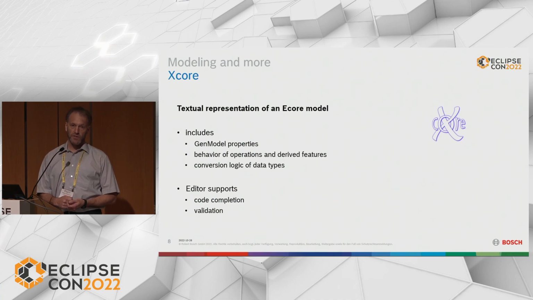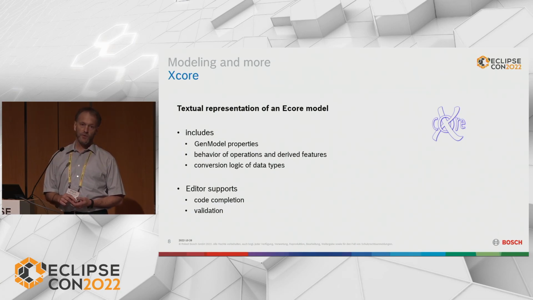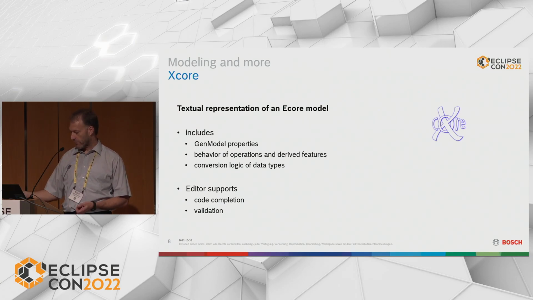And you have one source for Ecore model definition, also Gen model, that influences the code generation of your model, so the classes you build, for example. And you can even provide the logic here. So if you have derived methods or operations, you can directly implement it in this same file. And the tooling is also good. I will show you some examples here. So you have code completion, validation, and so on.